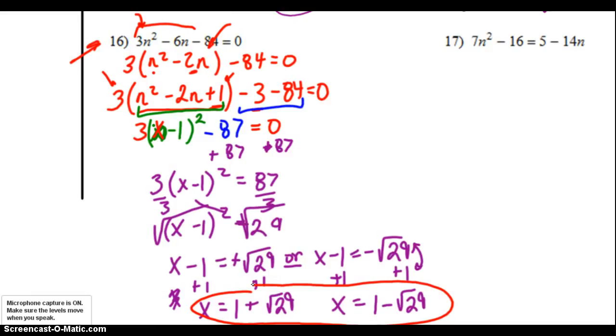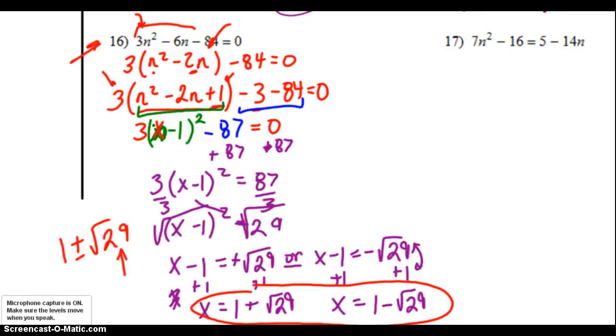And if you want to get fancy with that, you could write it as 1 plus or minus the square root of 29. Again, we're leaving it in here just because we can't reduce that square root. And in general, in Algebra 2, we're not going to try and make these into fractions or decimals. We're going to leave them as square roots.